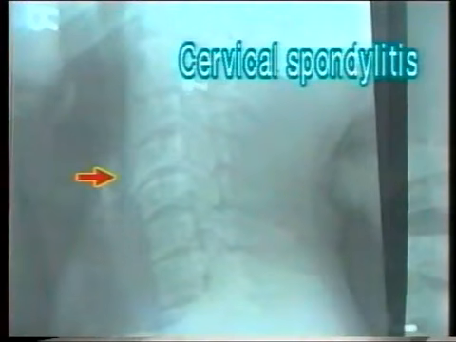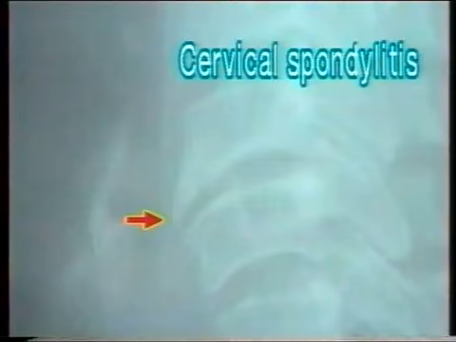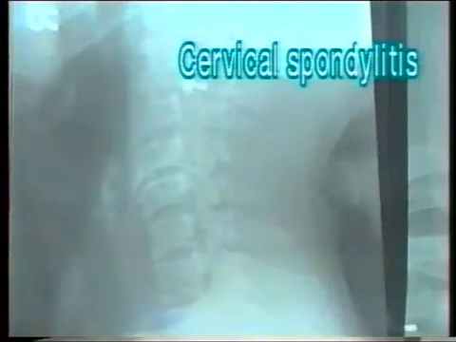This is another X-ray showing cervical spondylitis. Note the marked reduction of the joint space between the fourth and the fifth cervical vertebrae. There are large anterior osteophytes. They look like the beak of a bird. This is termed beaking of the vertebrae. Also note that the anterior convexity of the cervical spine is reduced and it is straightened due to the spasm of the paraspinal muscles. This is a typical picture of cervical spondylitis.